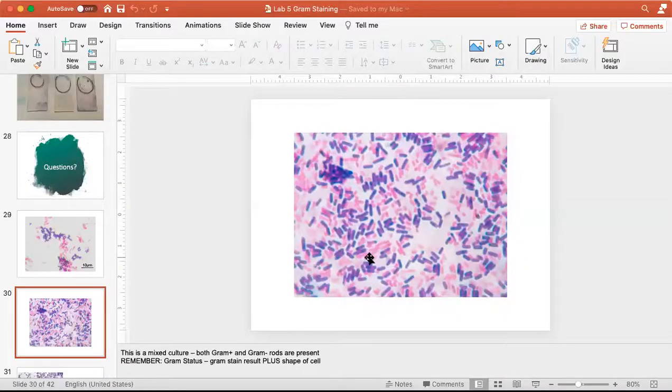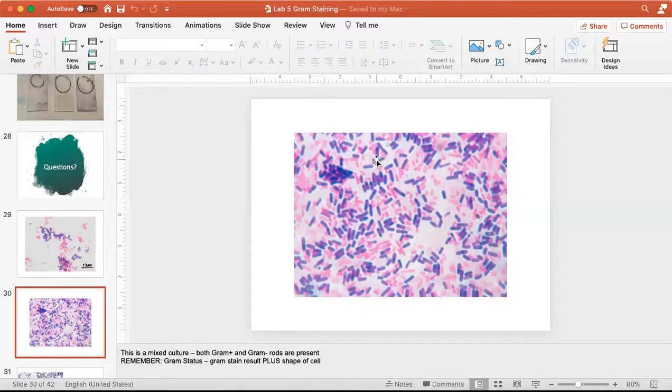We've got some rods that are staining pink, and some rods that are staining blue or purple. So I've got two organisms here. One of them is a gram-positive organism. It's rod-shaped. As a gram-positive organism, that tells me it has a very thick layer of peptidoglycan in its cell wall. It's a gram-positive rod.